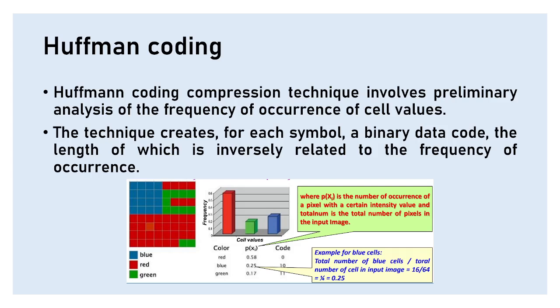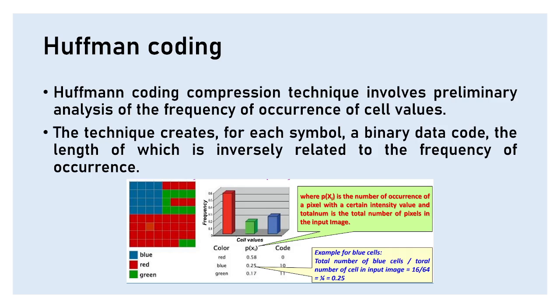So you have blue, red and green. From the image itself you can understand that the frequency of red is more. So that frequency is noted. Again, frequency versus cell values: if you see, red has more frequency, followed by blue and then green.